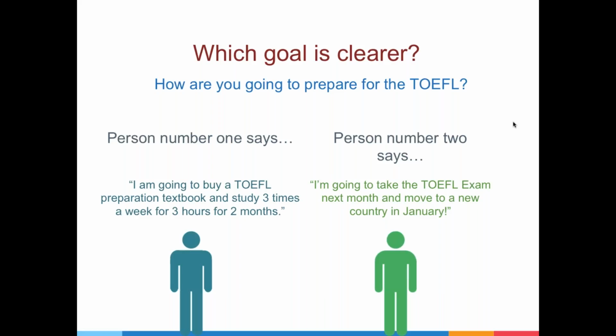So person number one is taking this seriously. They're going to buy a TOEFL exam prep book and study 3 times a week for 3 hours for 2 months, and then they're going to take the exam. And person number two is like, nah, I'm going to take the TOEFL exam next month and move to a new country next January. So again, which goal is clearer?